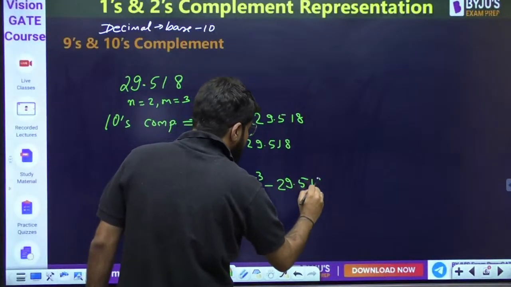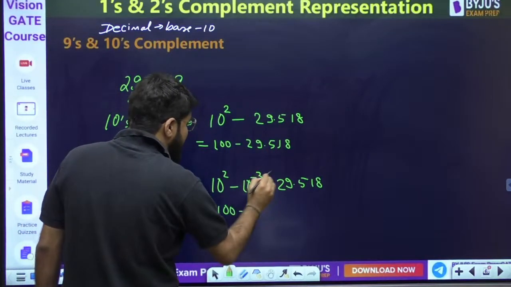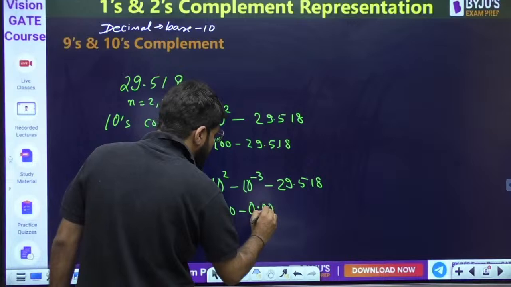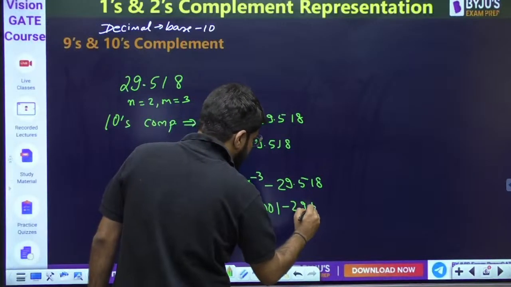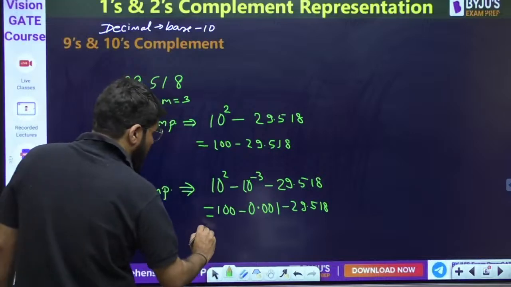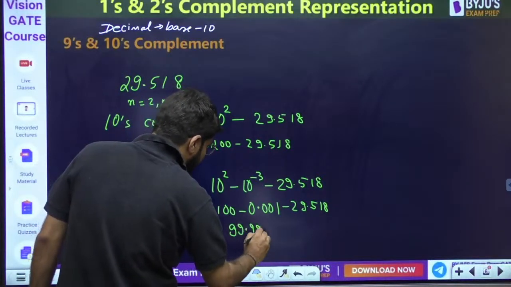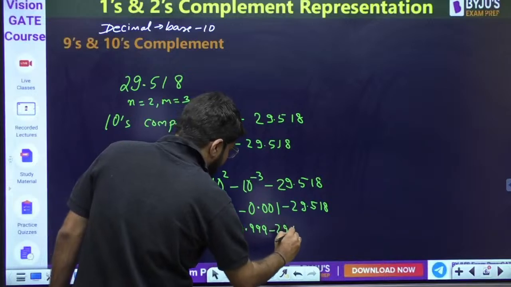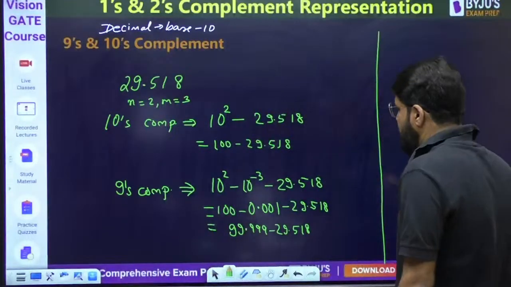Okay, now look into this. This is going to be simple. 10 power 2 is 100, minus 10 power minus 3, which is 0.001, or 1 upon 1000, minus the given number 29.518. So now 100 minus 0.001 is 99.999, minus 29.518. Let me explain the calculation.